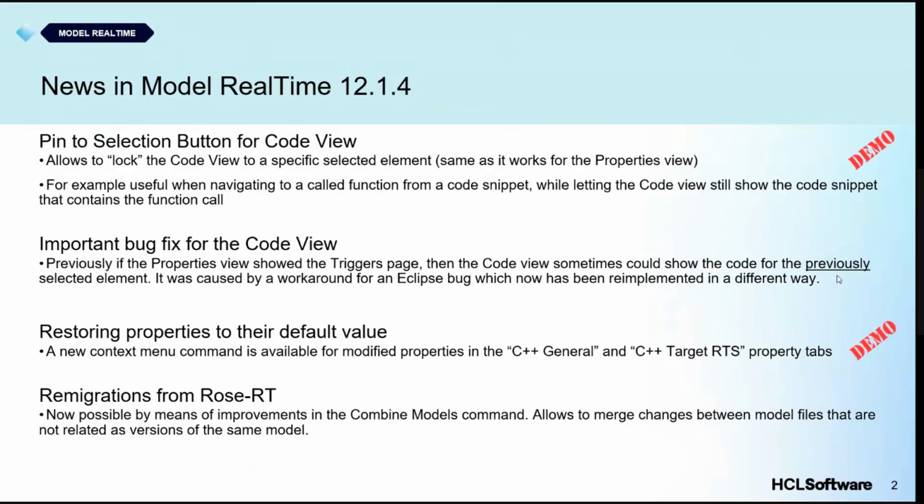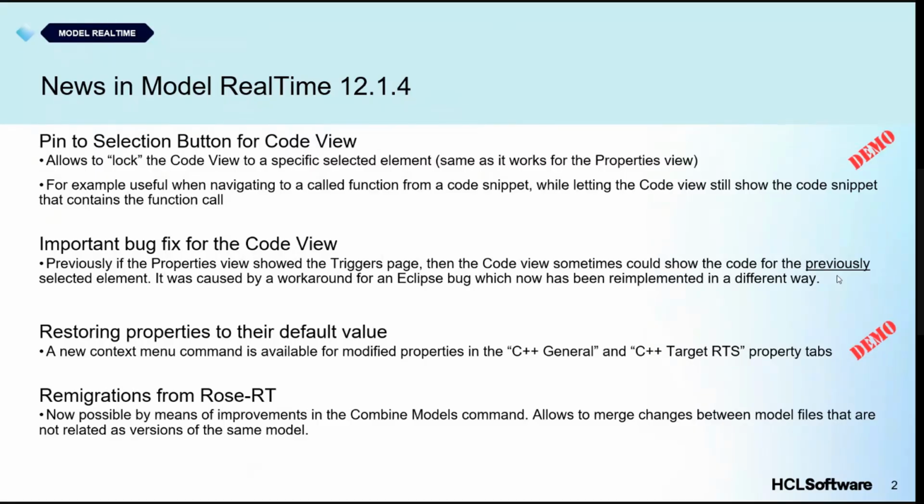Then we have worked on improving the property page. So there is now a command that you can use for restoring a modified property to its default value in an easier way than before. This works for the C++ General and C++ TargetRTS property tabs.